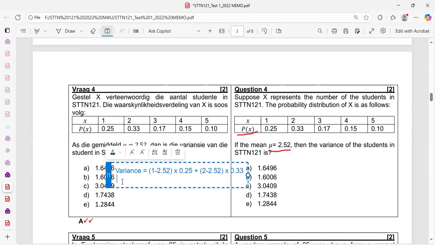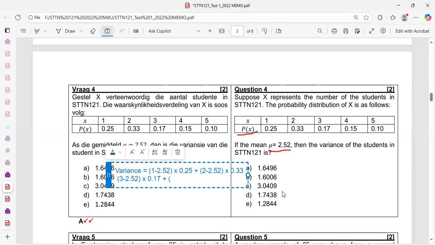Yeah, and now we are done with the one for 2. We move to the one for 3 minus the mean. We're given the mean 2.52. I will put it to the power 2, multiply by the P(x) that corresponds with the one for 3, it's 0.17. We are done with the 3.